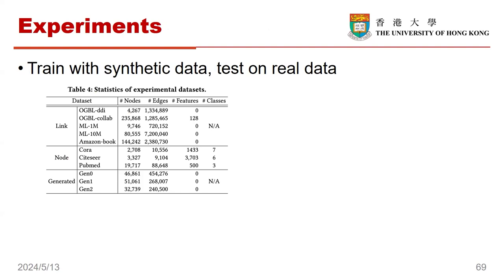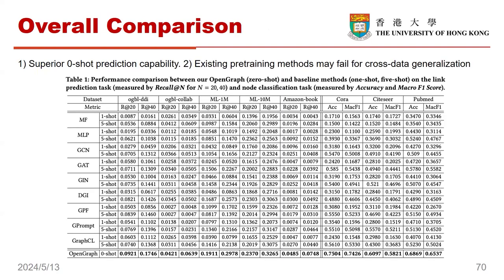Then let's take a look at the experimental results. It is worth noting that OpenGraph is trained using only the synthetic data and tested on real datasets. So the first experiment is to compare our OpenGraph to other methods in terms of overall performance. Here OpenGraph is tested under the zero-shot setting, because most of the baseline methods cannot do well on zero-shot predictions, so we test them under some few-shot prediction settings.